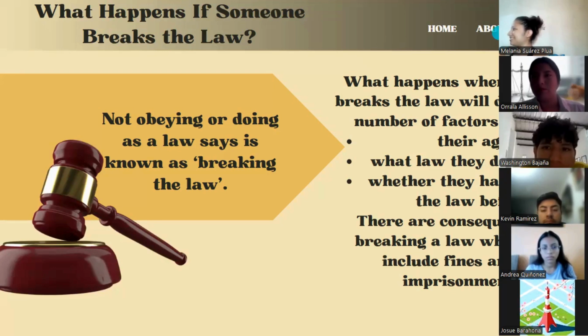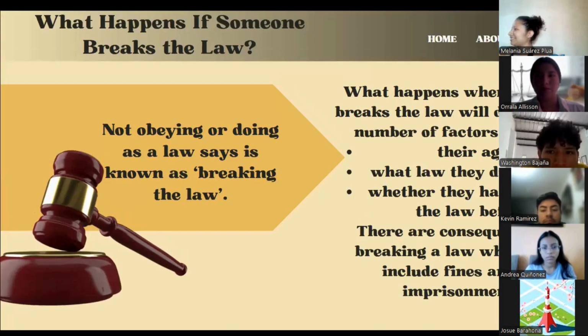What happens when someone breaks the law will depend on a number of factors, such as their age, what law they didn't obey, and whether they have broken the law before. There are consequences to breaking a law, which may include fines and or imprisonment.